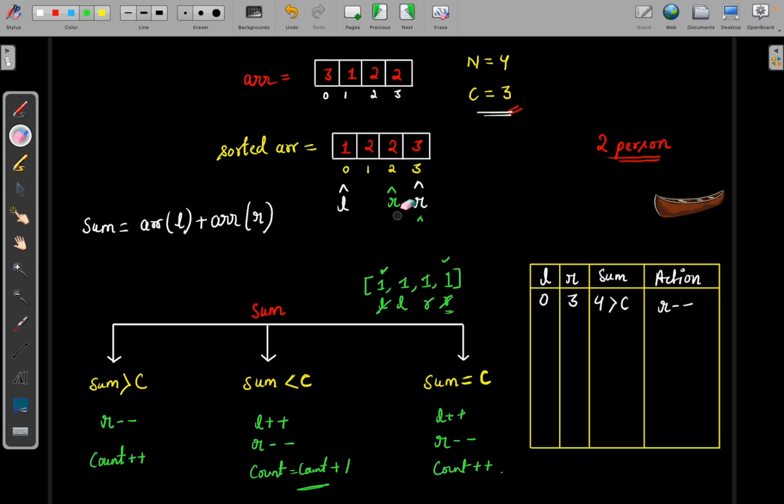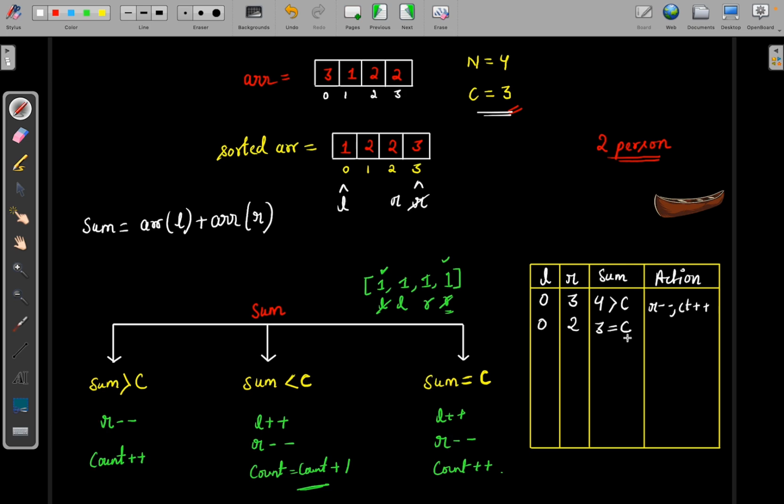Okay. So now let's look at our table. Here we have done R minus minus. So now my R will be here. R is at 2, L is still 0. Now what is the weight? 3, which is equal to capacity. So what will I do? Instead of only doing R minus minus, I will do count plus plus. So R minus minus and count plus plus.